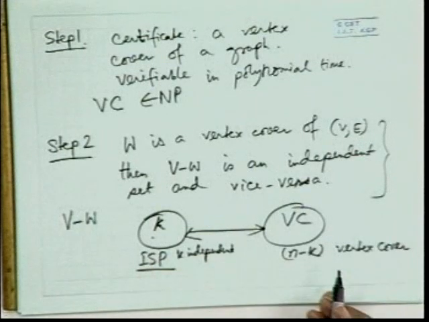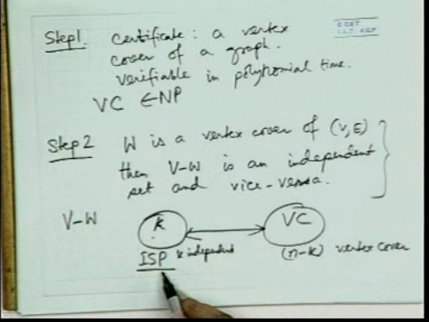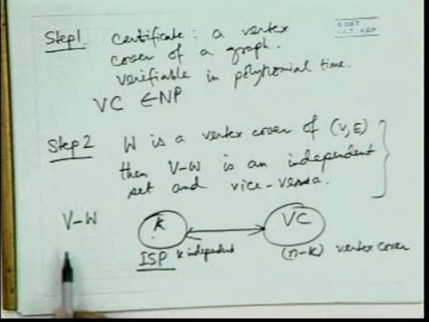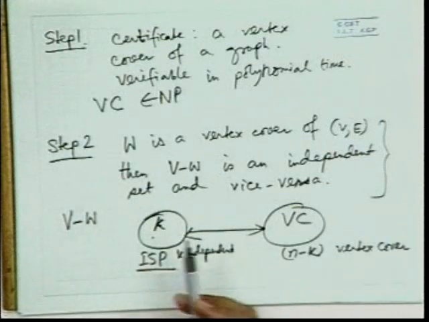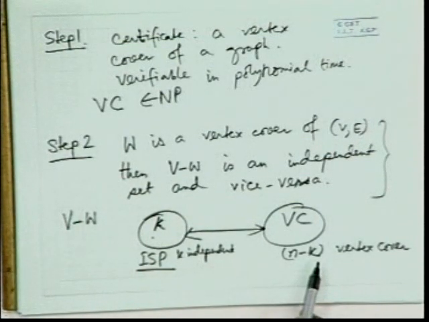So this transformation is automatic, it is polynomial, and if this has a solution, this has a solution. If this has a solution, this has a solution. So this problem of vertex cover is also NP complete, because we have reduced an NP complete problem to the vertex cover problem.